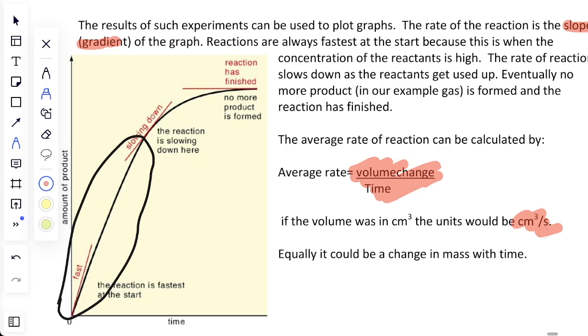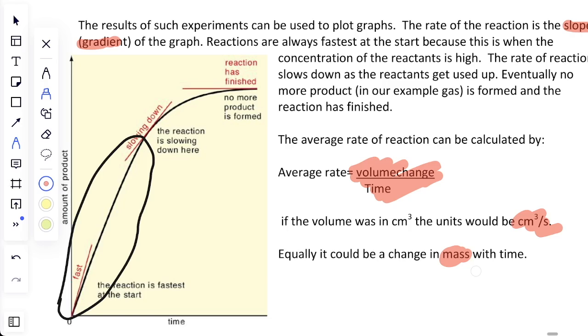Equally, it could be the change in mass with the time. If it was not a gas, for example if we were measuring the mass of a certain substance, we will look at the change in the mass over the time. The change in that mass over the time will give us the average rate of the reaction.